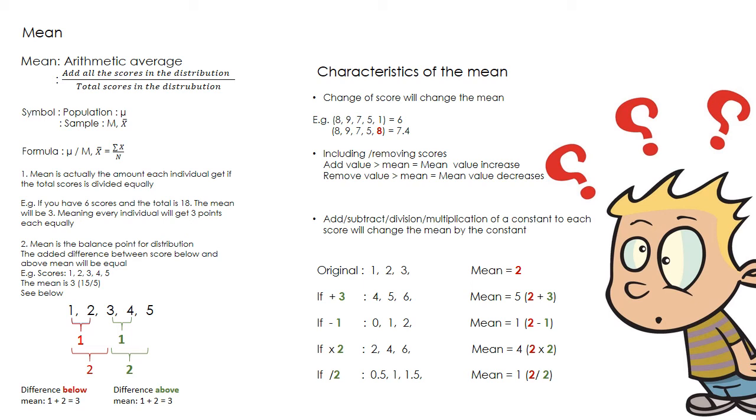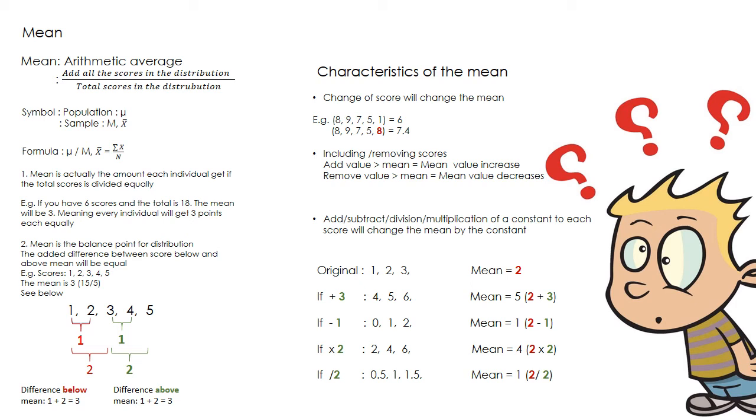Okay, so let's look at the characteristics of the mean. The first thing is when you change a score, the mean will change. Example, you have scores of 8, 9, 7, 5 and 1, and the mean will be 6. How do you get 6? 8 plus 9 plus 7 plus 5 plus 1, divided by 5 scores, you get 6.